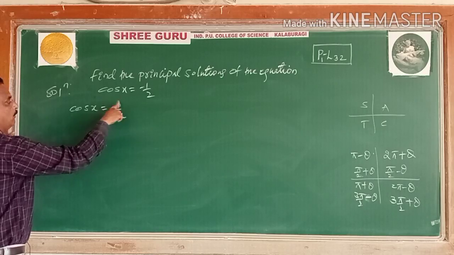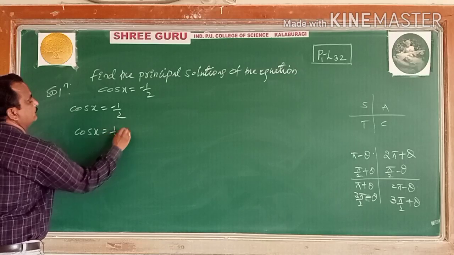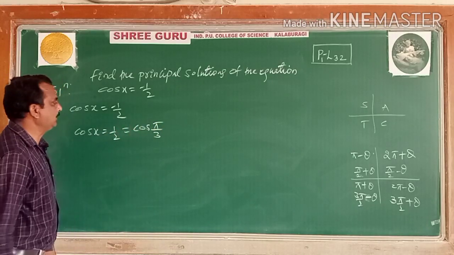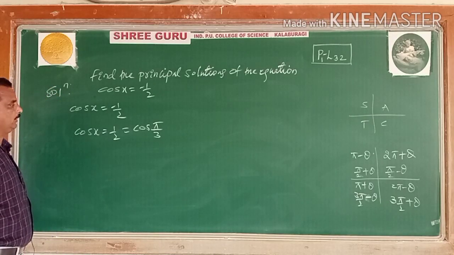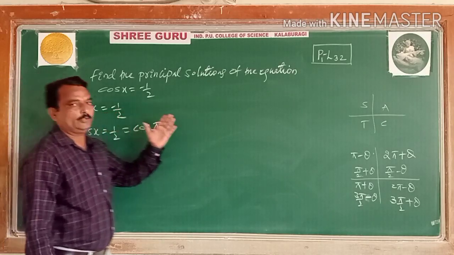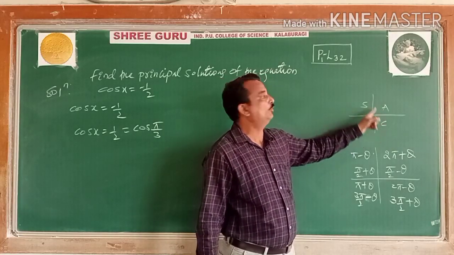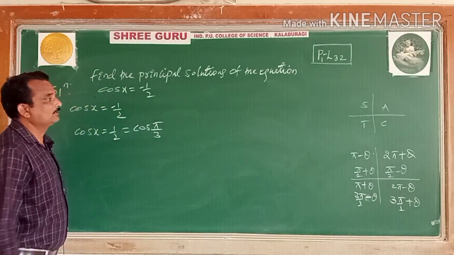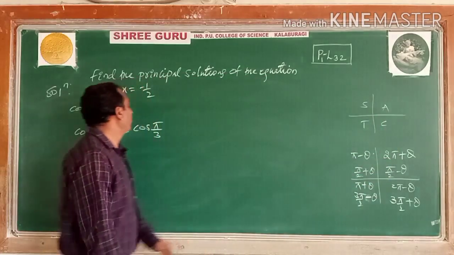First I will write what is 1 by 2 of cos. You know very well, 1 by 2 of cos is pi by 3, 60 degrees. You should write in terms of radians here, pi by 3. So negative it is. Where cos is negative, you have to see first where positive it is. First and fourth quadrant cos is positive, second and third quadrant cos is negative.